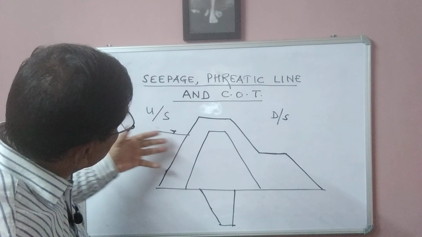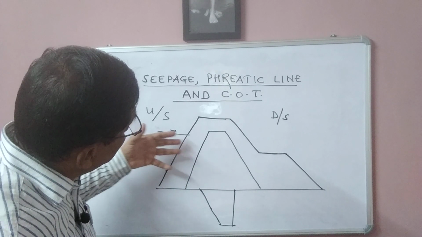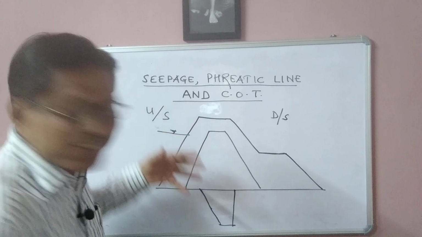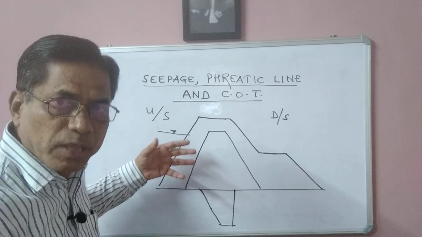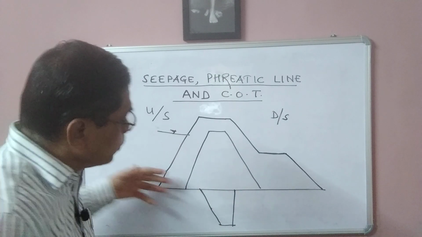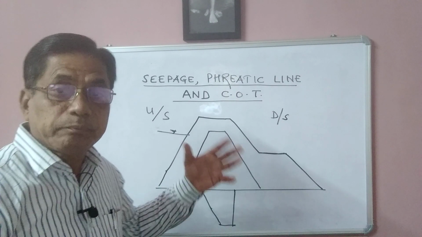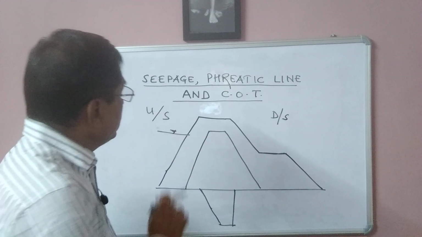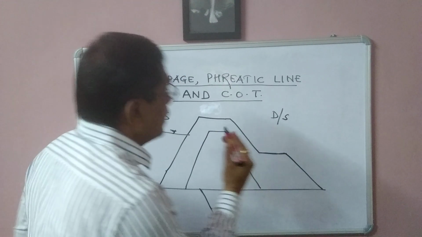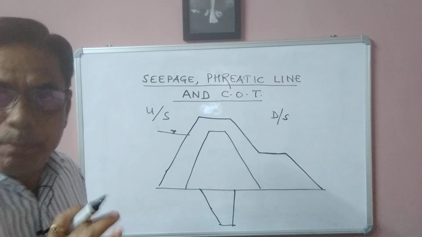So this stored water finds its way through these interstices, pores, cracks, fissures, etc., through the body of the dam as well as through the foundation of the dam, isn't it? So this movement of water from upstream to downstream is called seepage.